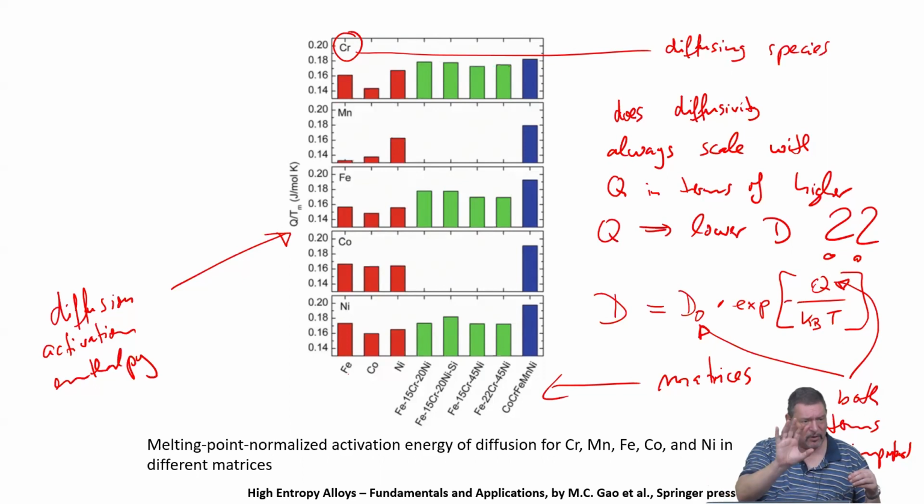So this is again not any confirmation of that diffusion is more sluggish in high entropy alloys. Forgetting that all this data was obtained by the wrong type of experiment.